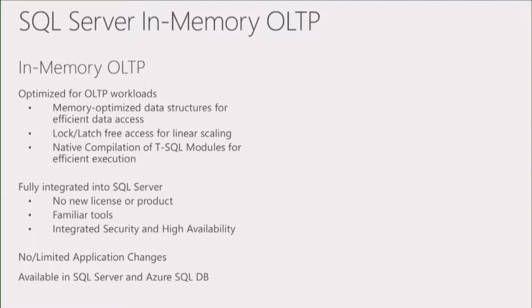And with traditional data structures used for disk-based tables, there are several types of locking that are being used to protect these data structures. There are spin locks, latches, logical locks. These are all used for several levels of protection.